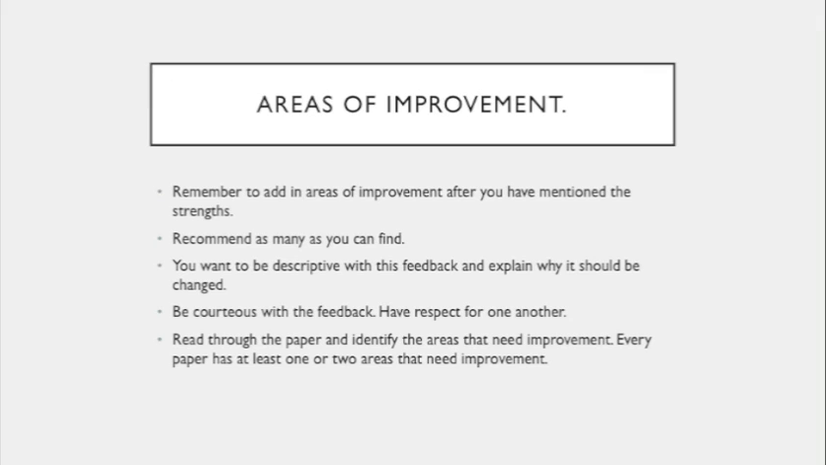Read through the paper and identify the areas that need improvement. Every paper has at least 1 or 2 areas that need improvement. In previous courses, I have had students talk about the strengths and then finish the peer review by saying, your paper looked good, there was nothing I could find. That's not true. I suggest going through the paper, reading it one more time, and maybe you'll notice an area that needs improvement the second time that you read it.